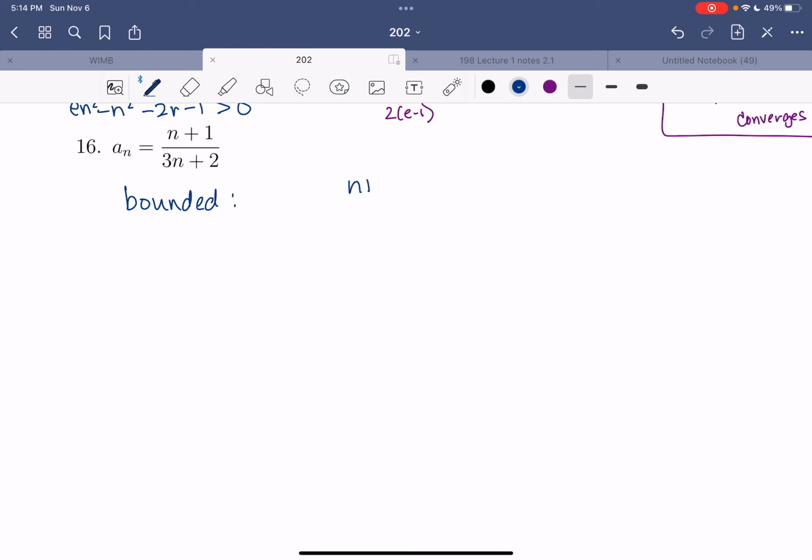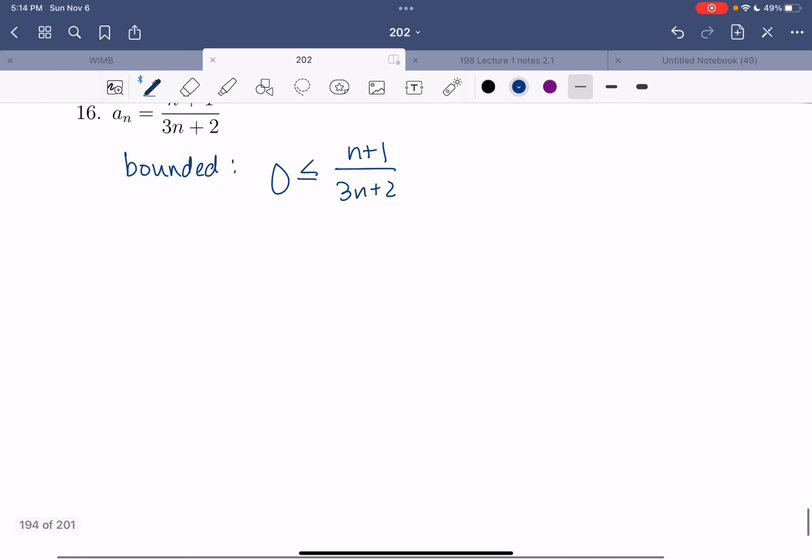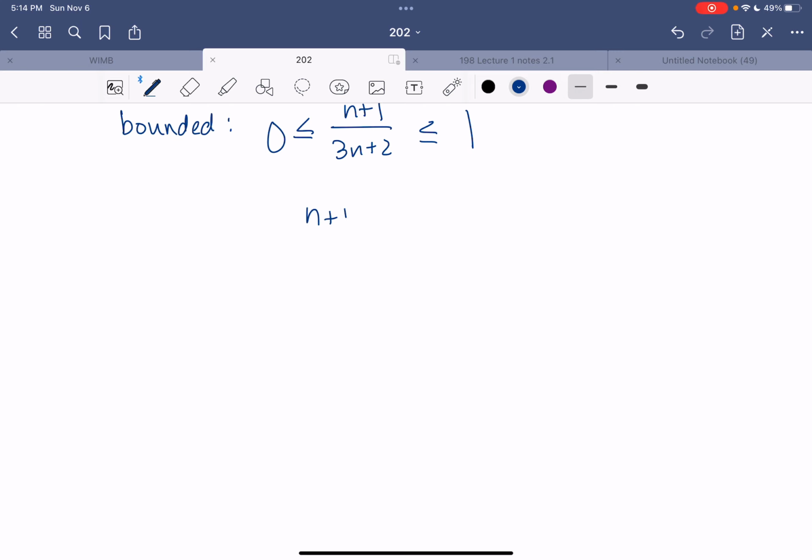So you have n plus 1 over 3n plus 2. In that case, this has to be greater than 0 again, right? That is because you have n's that are positive. You're multiplying by a constant and adding 1 everywhere, so you don't get any negatives. The next thing we also want to show is that this is less than or equal to 1. So we want to show that n plus 1 is always less than or equal to 3n plus 2. And you can do that just by solving this.